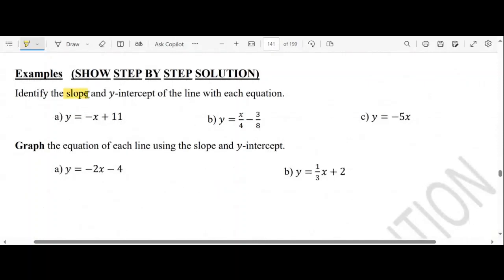He is asking you to identify the slope and the y-intercept. Very easy. What is the slope here? -1. So m equals -1. And what's the y-intercept? No, not 11. It's (0, 11). What's the slope here?